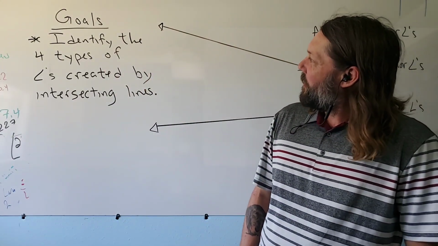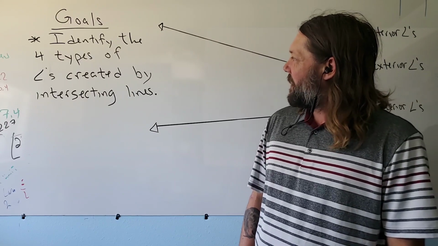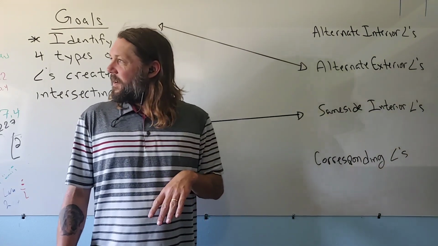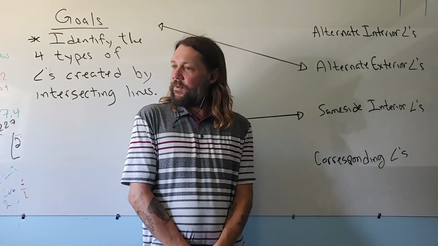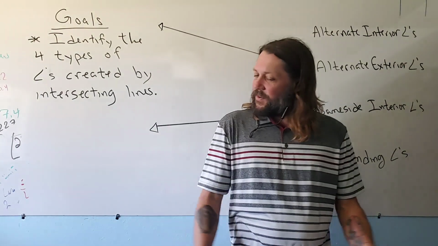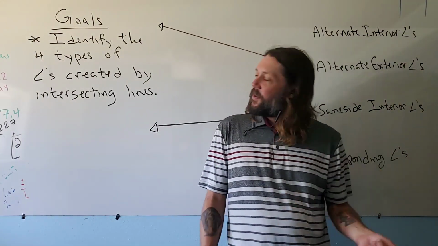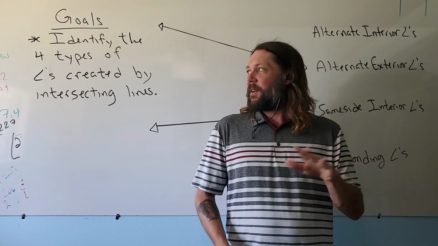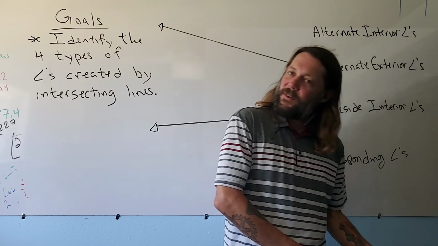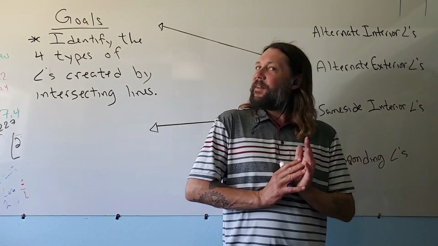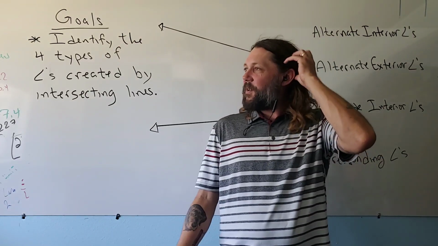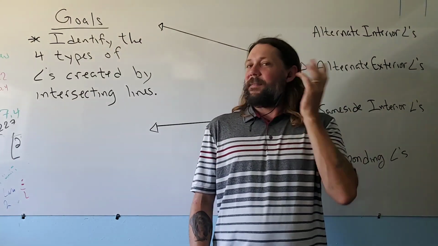Our goals are to identify the 4 types of angles created by intersecting lines. This lesson literally is just identifying what type of angles you have. It's a pretty easy lesson. You're just going to say, I have this angle, or this angle, or this angle, or this angle. That's it. No solving, no are they congruent. Just tell me what kind of angle that is. The names of the angles are actually descriptive of where they're at.